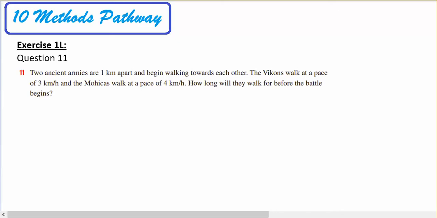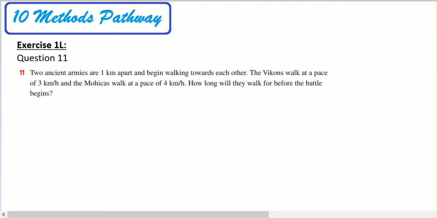This is for 10 Methods Pathway. It comes out of chapter 1L, question number 11. And these are one of these application questions where we need to figure out what's going on, work out an equation or a pair of equations to gain a solution. So let's get our head around what's going on in this question.